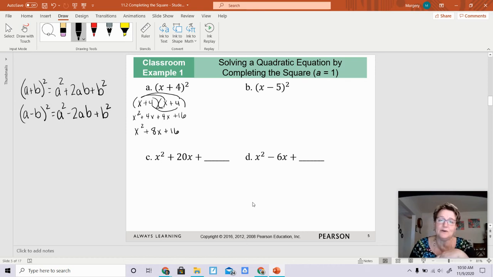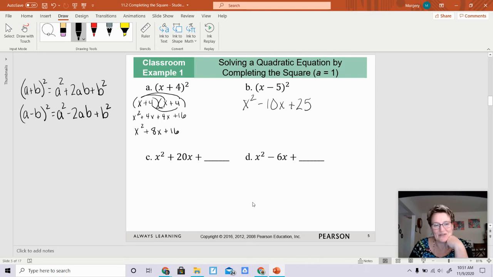Also, if they give you a binomial square, you don't even have to multiply it. You can just use this formula over here, which we're going to do for letter B. Now, if I use the formula for letter B, this is how you would do it. You look at the first term. x times x is x squared. You look at the last term. Negative 5 times negative 5 is a positive 25. Now, x times a negative 5 is a negative 5x. You multiply it by 2, and that gives you a negative 10x.